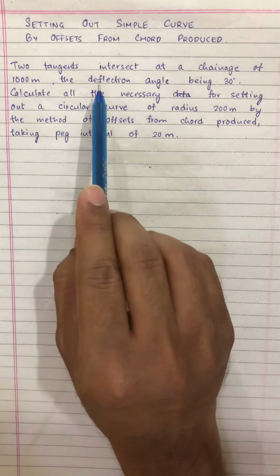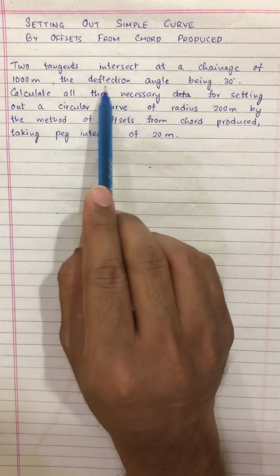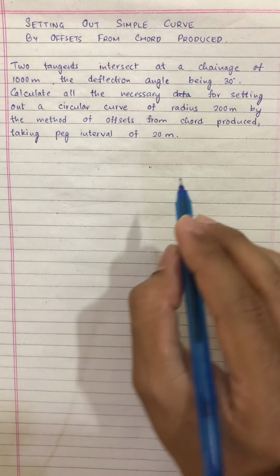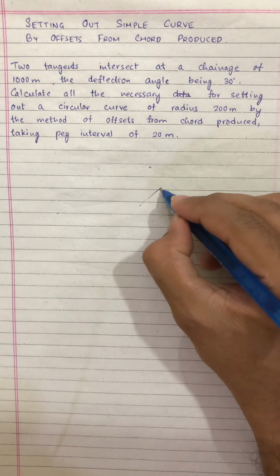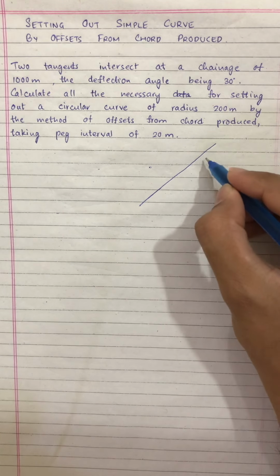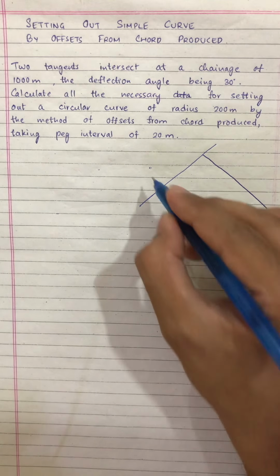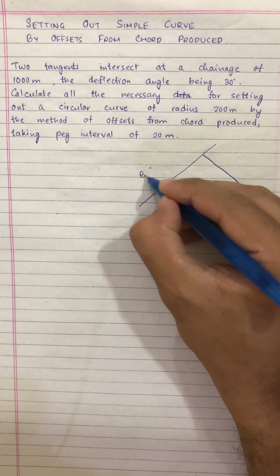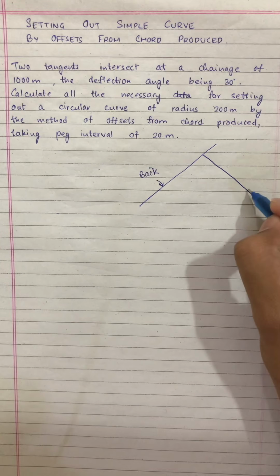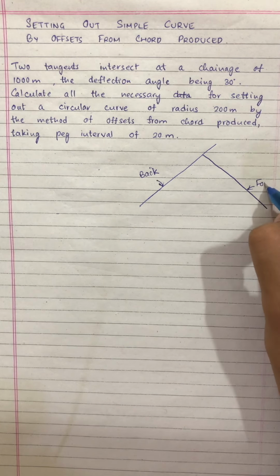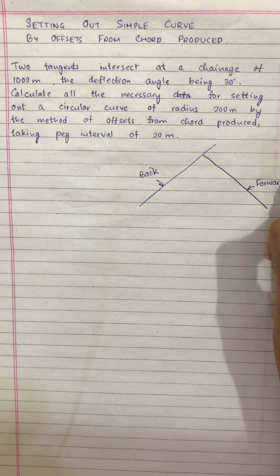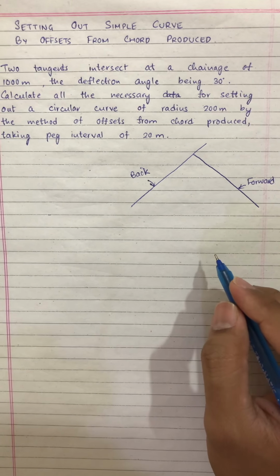Two tangents intersect at a chainage of 1000 meter, the deflection angle being 30 degree. Suppose these are the two tangents. This is the back tangent and this is the forward tangent.